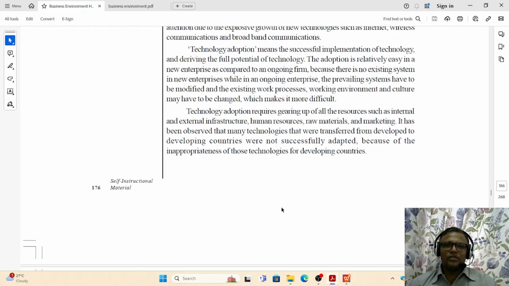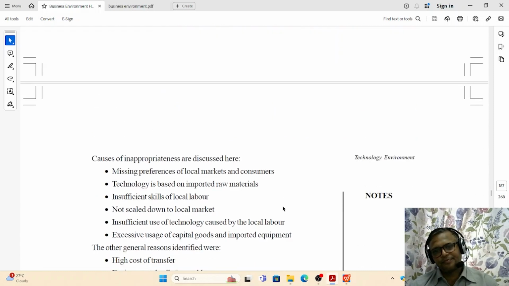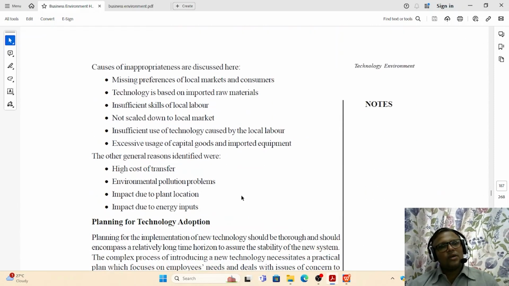Thus, technology adoption requires gearing up all the resources such as internal and external infrastructure, human resources, raw materials, and marketing. It has been observed that many technologies that were transferred from the developed to the developing countries were not successfully adopted because of the inappropriateness of those technologies for the developing countries. Now, what are the causes of inappropriateness which are discussed here?